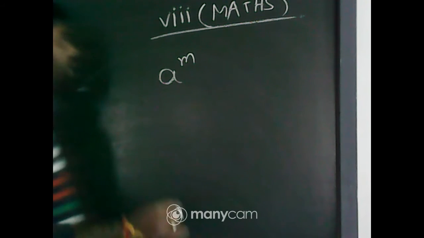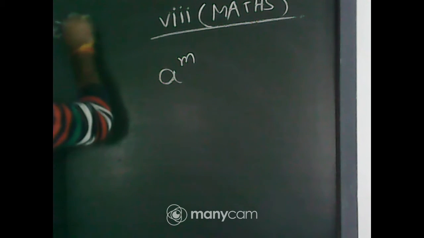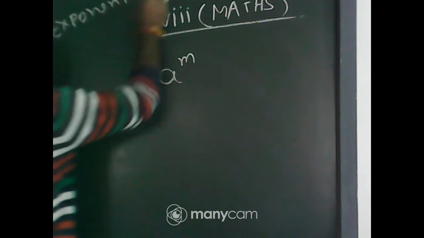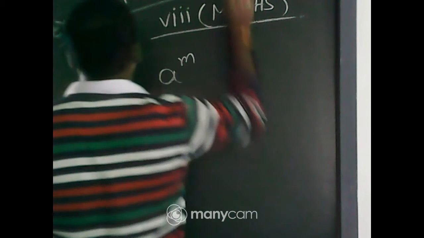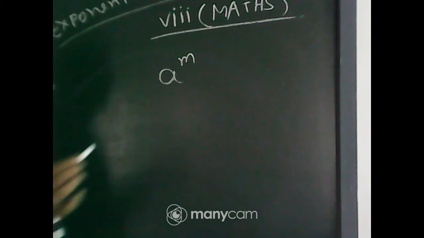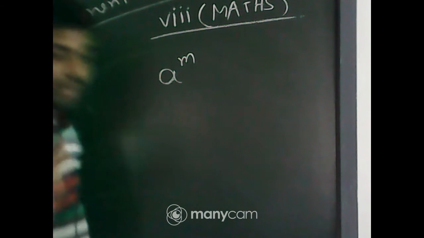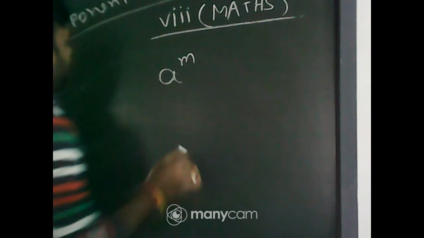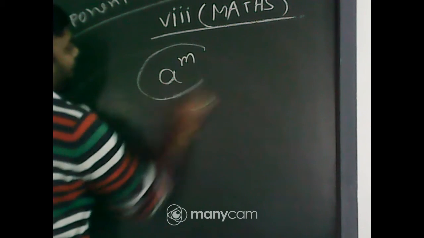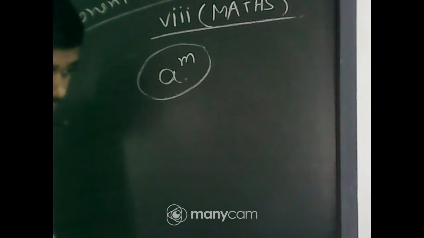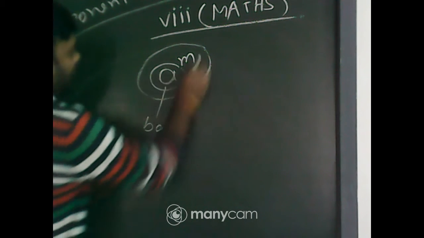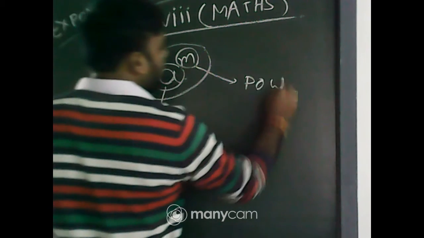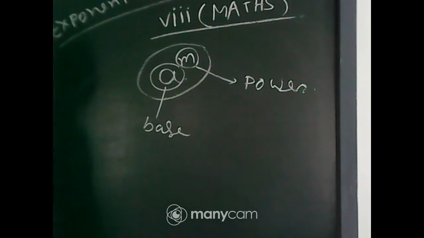Exponents and powers. I will discuss only the little bit of concept; I will not solve any questions. So a to the power m is an expression. That a is called the base and that m is called the power. Got it? a is called the base and m is called the power.